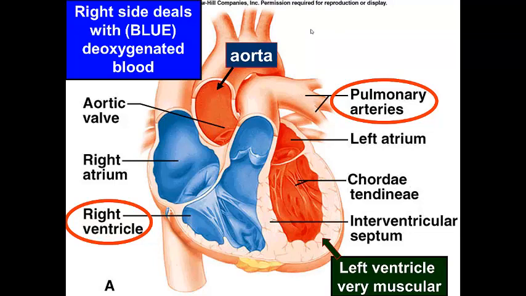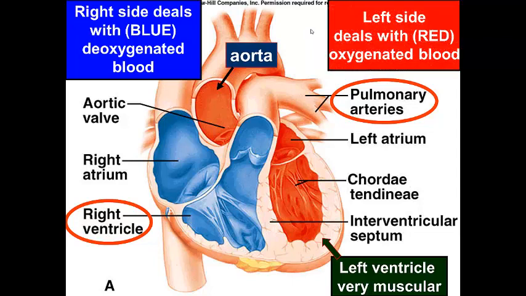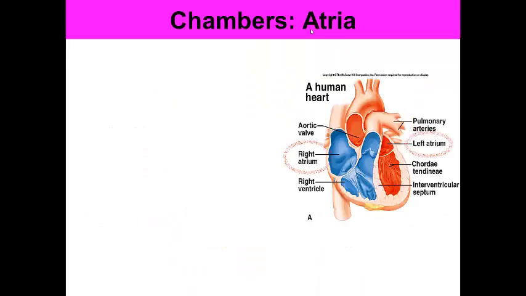Again, the right side deals with deoxygenated blood. The blood looks blue. You can even see those vessels that contain deoxygenated blood in your own arm. They're the ones that are blue. And oxygenated blood is red. Blue, right is blue, left is red. Deoxygenated and oxygenated blood. These two sets of pumps pump blood to supply your body with oxygen and nutrients.